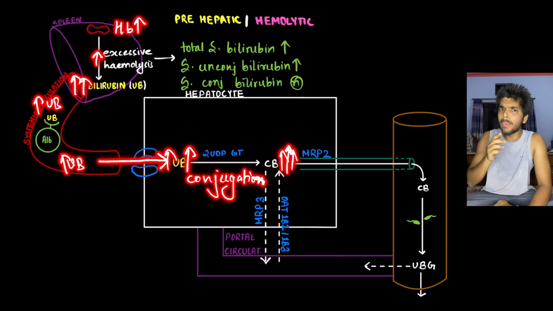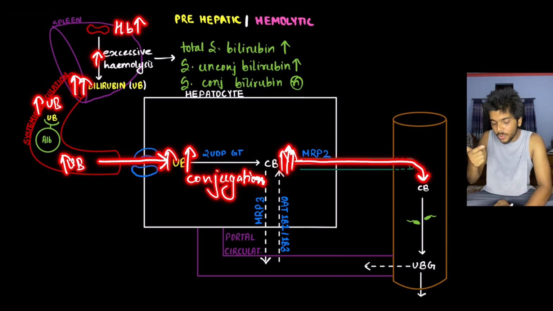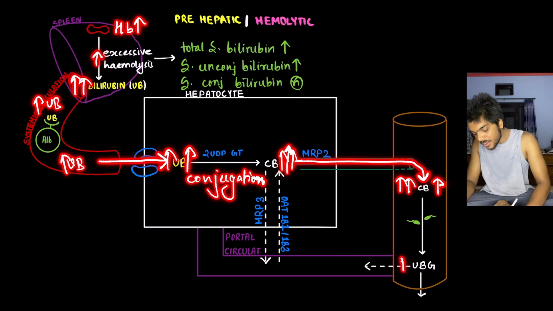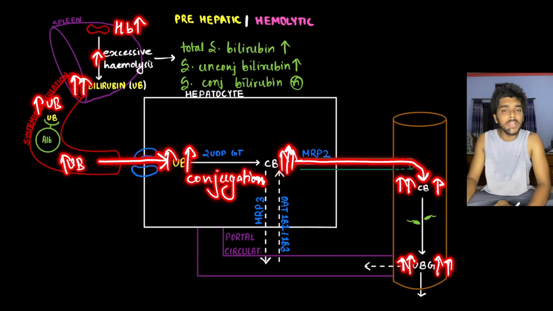And fortunately, the bile flow is normal. So all this conjugated bilirubin will enter the duodenum. Now there is excess conjugated bilirubin in the duodenum, again not in blood. And all of this conjugated bilirubin is going to get broken down by gut bacteria into urobilinogen. So there is excess urobilinogen in the gut. Urobilinogen has two ways to get excreted out. One is through urine, another is through feces. So in urine, urobilinogen is going to be high. In stool, urobilinogen is going to be high as well.